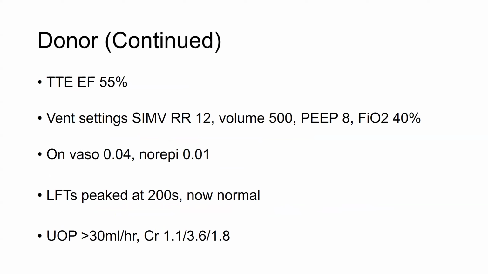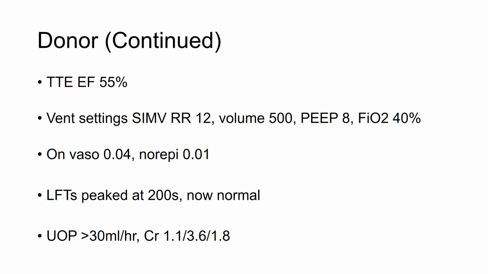The patient's ventilated. The vent settings here are given. The chest x-ray looked reasonably clear, even though on admission there was a good bit of atelectasis. The donor's currently on a little bit of vasopressors. The LFTs initially peaked in the 200s, but have now normalized. The urine output overall during the hospitalization has been steadily over 30 milliliters per hour, but the creatinine started at 1.1, peaked at 3.6, and has now come back down to 1.8.